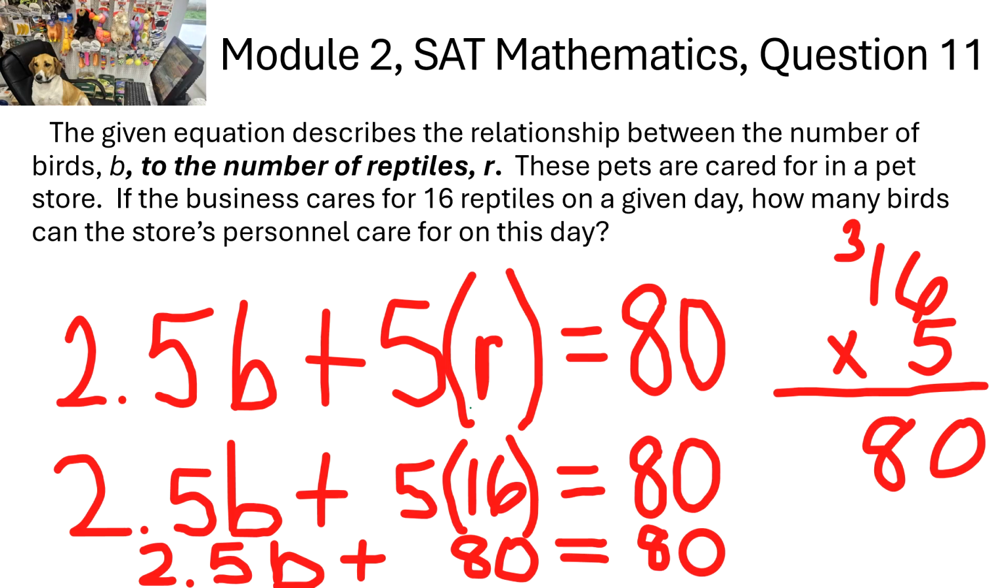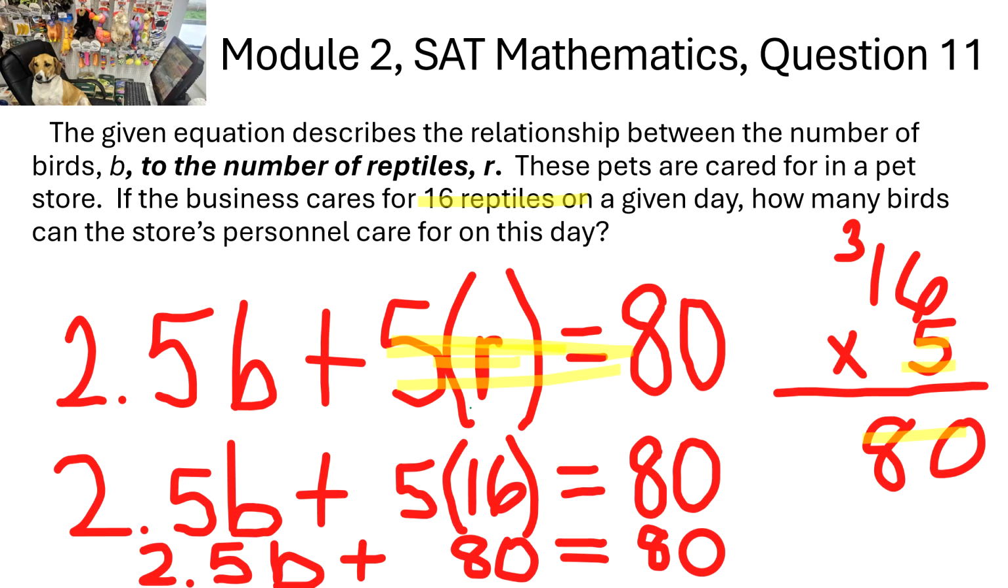Now listen, you take what you have. You have 16 reptiles. And this is your original equation. So this bracket means to multiply 5 times 16, which becomes 80. Now, if you had an equation which was given to you, and this is the equation, I just wrote it in red. The equation was already given to you. It's 2.5b plus 5r equals 80. So you already have 80 equals 80.